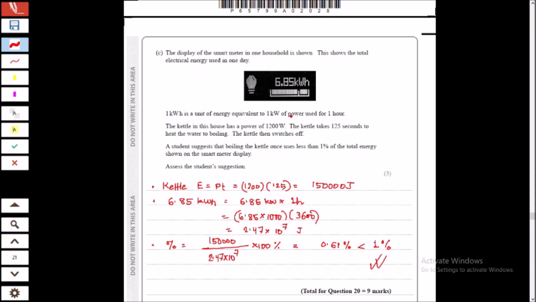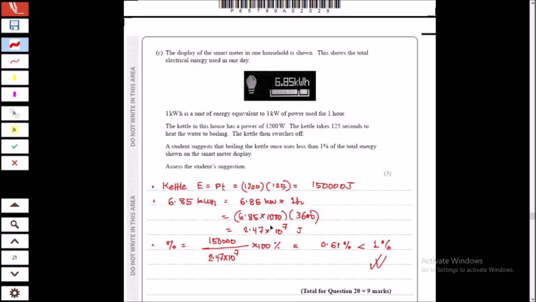So the kettle has a power rating of 1200. It takes 125 seconds. Multiply power by time, and you get how much energy is taken to boil the kettle of water. So this is the energy for the kettle. What this is in joules, you have to convert this into joules as well. So 6.85 kilowatt hour means this much kilowatt into 1 hour.